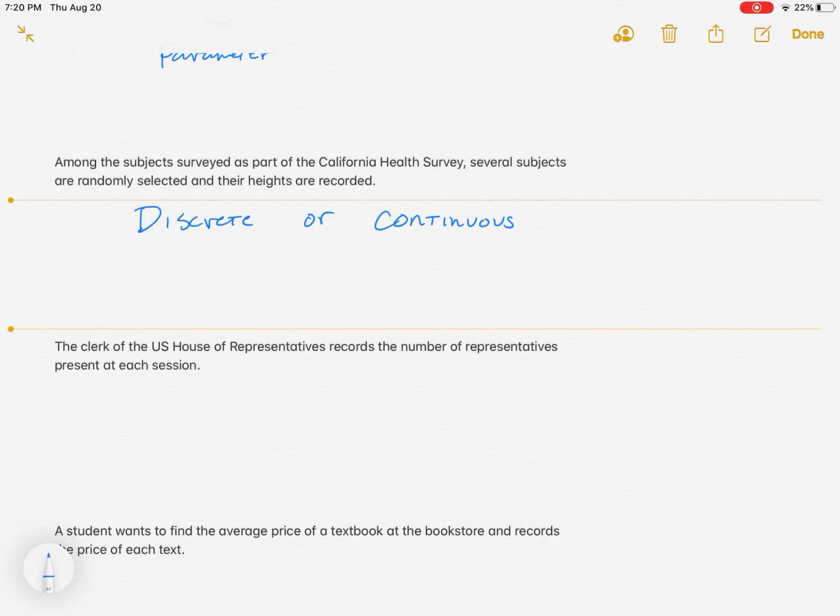So here we're dealing with heights. Well, let's pick a height, like 74 inches. What is the next height after 74 inches? Not 75 because there's 74.5. Not 74.01 because there's 74.001 and 74.0001. We can play that game forever. This thing's continuous, right?